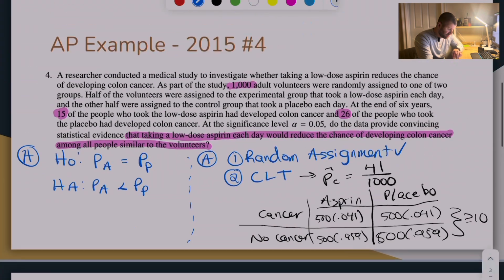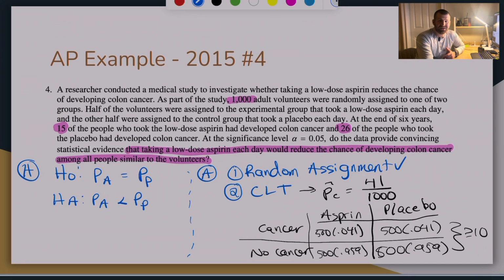And so notice here with a two proportion test, it's the same basic structure, right? The only difference is now we're testing two proportions against each other instead of one proportion against a number.